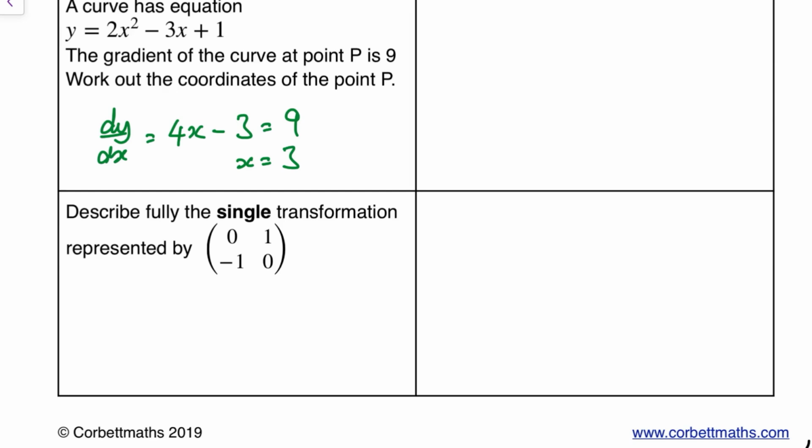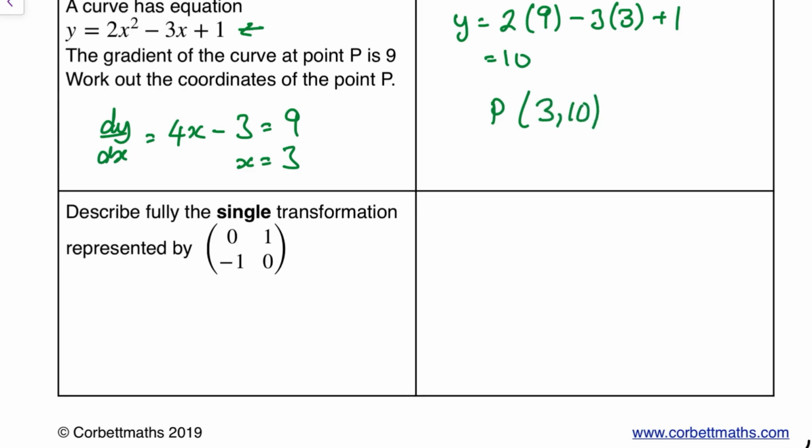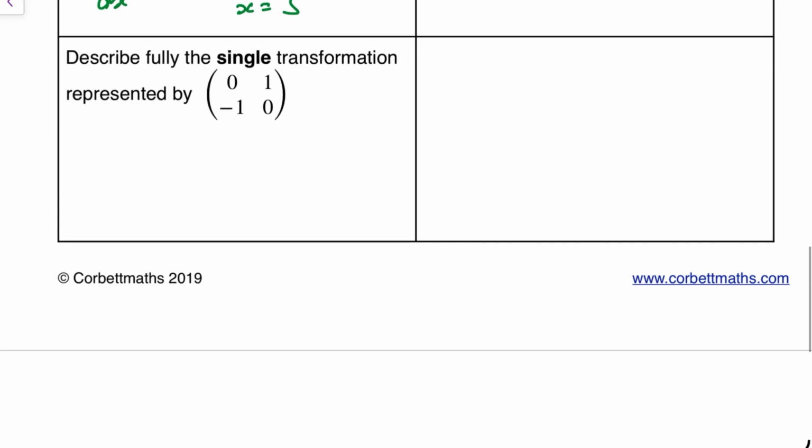That's not a coordinate, that's just an x value. So then I'm going to use my curve equation to work out my y value. So my y value is going to be 2 times 3 squared, which is 9, minus 3 times 3, the x value, plus 1. 2 times 9 is 18, minus 9 is 9, plus 1 is 10, which means my coordinate of P is going to be 3, 10. Good, well-worded question, clever question. Next and final question today.